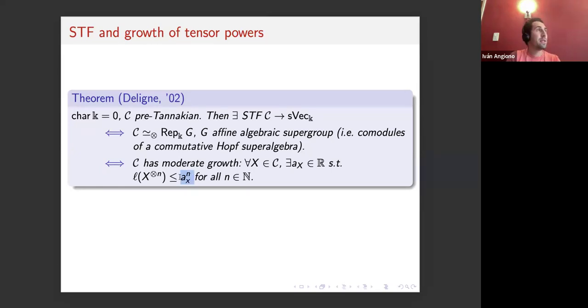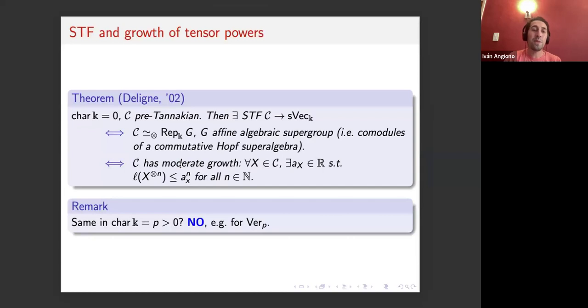And I will say just a few words about the proof because for me it's very, very nice. Essentially, the idea is that you have a symmetric tensor category, so you have an action at the level of the category of the symmetric group. And you know that you have a nice action because you have moderate growth, essentially. The construction is so beautiful. I recommend to see this paper because for me it was quite nice. I read it during my PhD and for me it was quite meaningful.